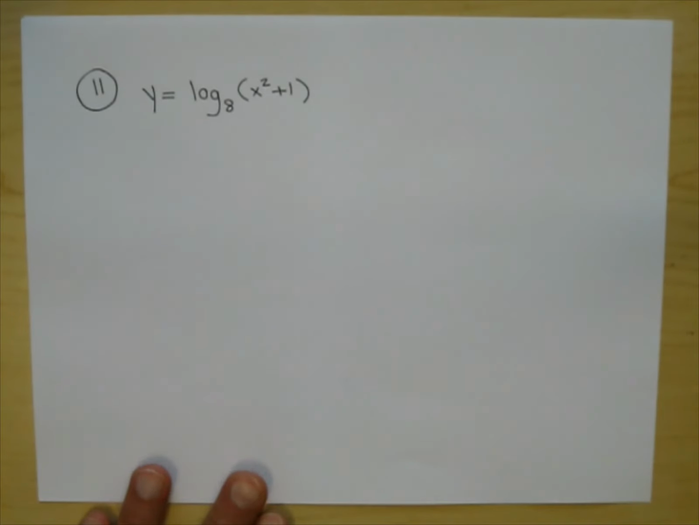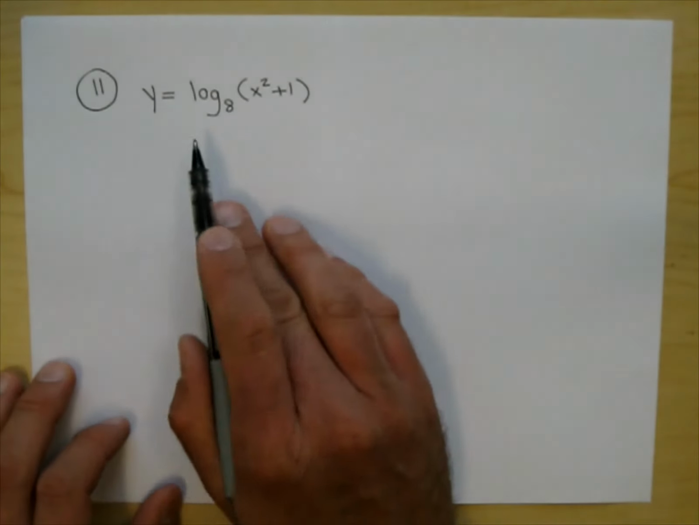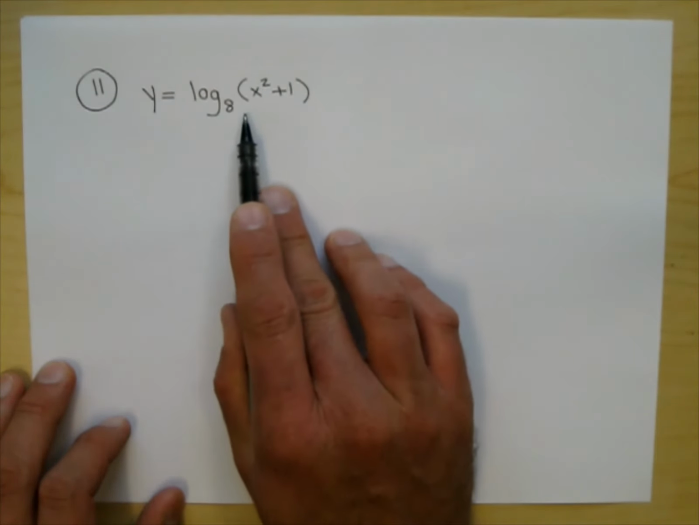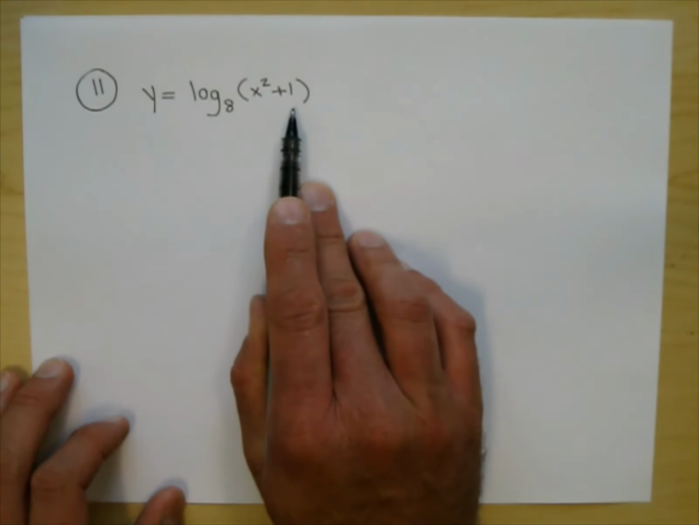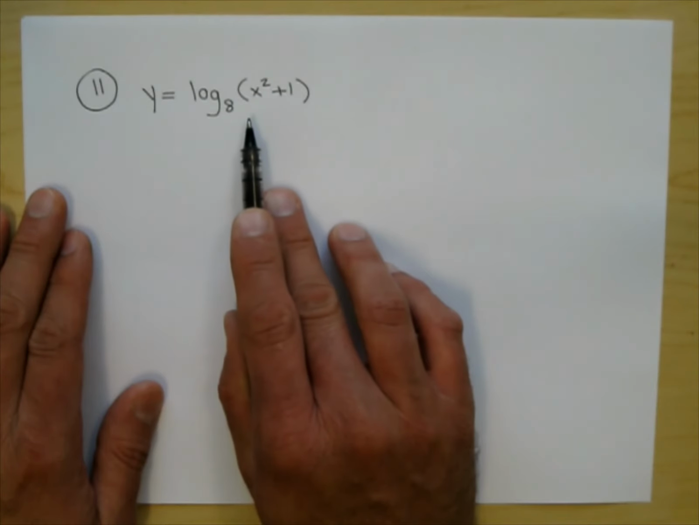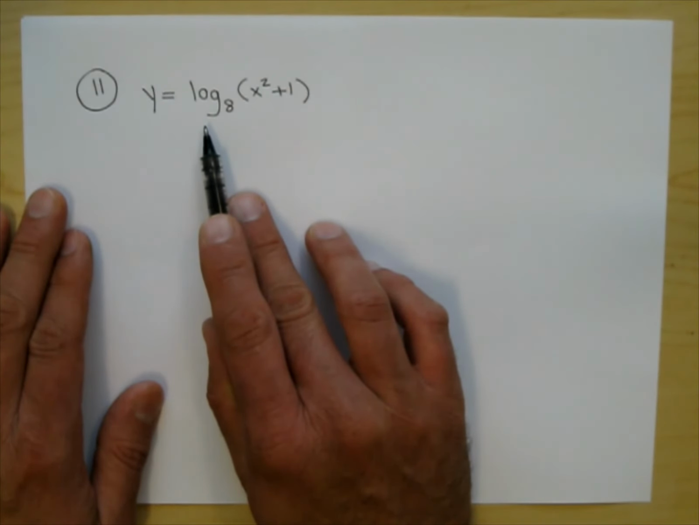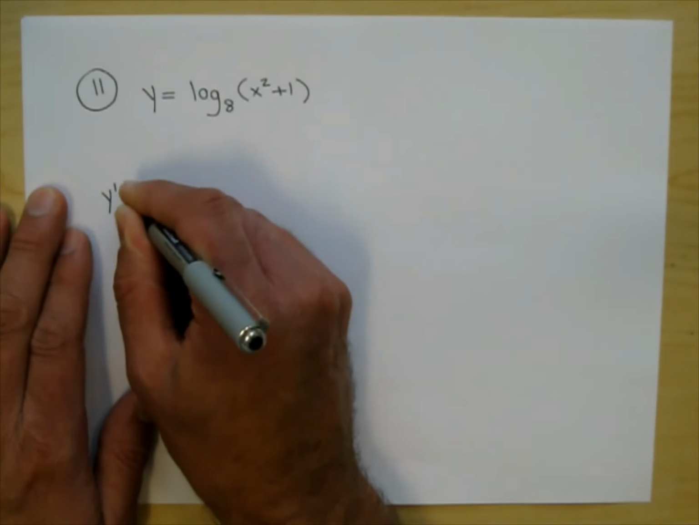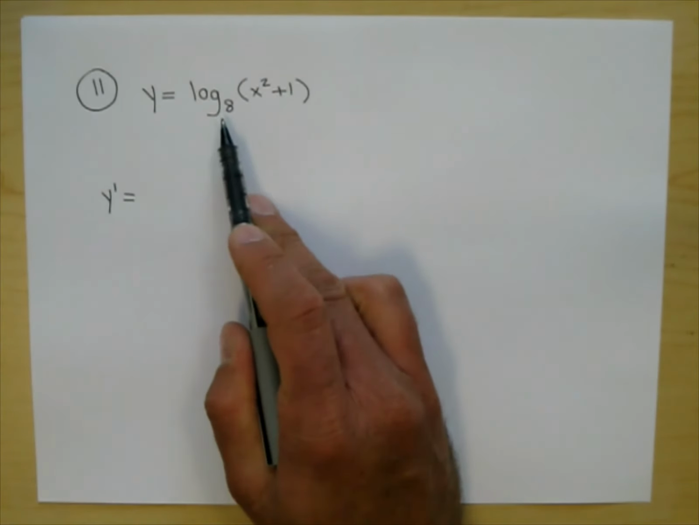So problem number 11 gives us a little practice on what we just did. You'll get some like this in your homework. And so problem number 11 says, find the derivative of log base 8 of x squared plus 1. So how do we do this? What I'm going to do is use the chain rule. So y prime equals, okay, log base 8 of something.